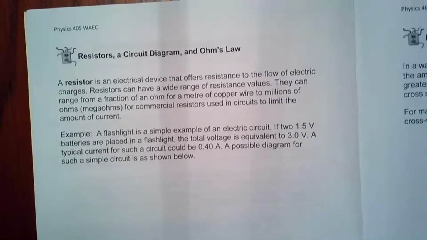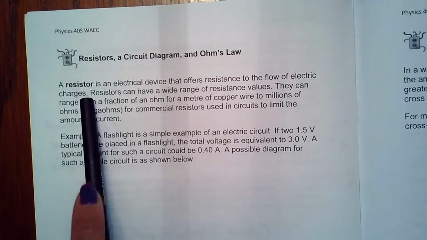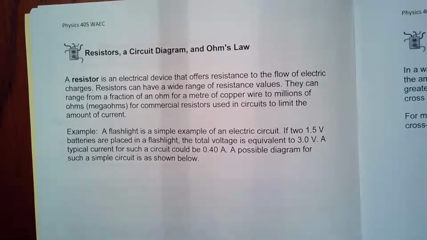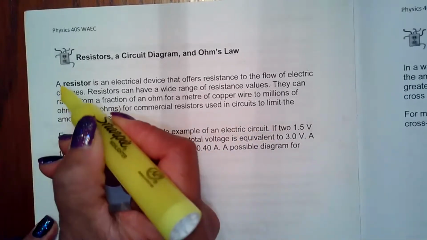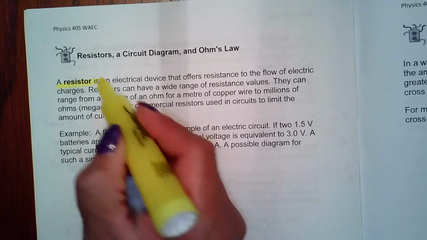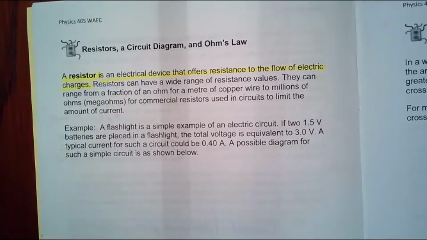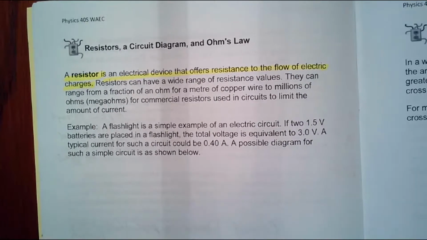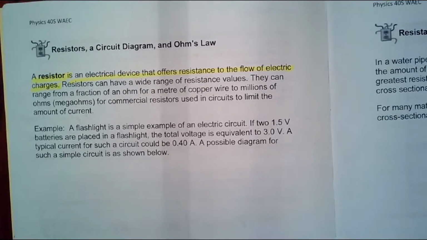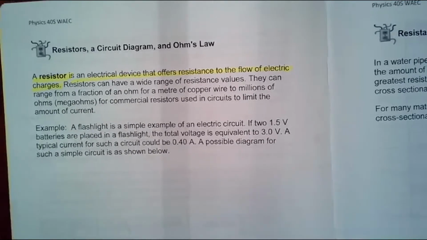Now let's take a look at circuit diagrams and Ohm's law. Again, it tells you here, a resistor is an electrical device that offers resistance to the flow of electric charge. The name kind of tells you that. Doesn't that remind you of friction? Friction basically slows down motion. This offers resistance to the flow of electric charges.